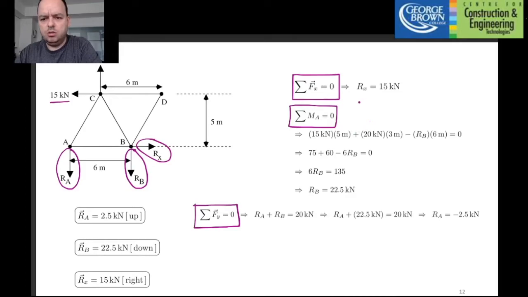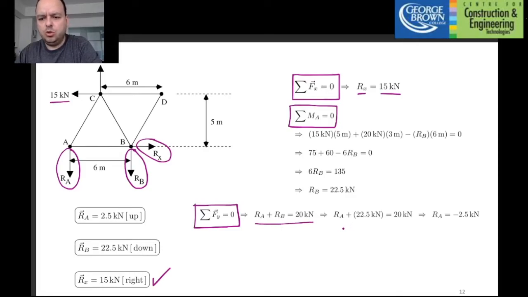In the x direction, there is only one force acting to the right and only one force acting to the left. So I think it's very quick to say that the reaction force in the x direction is 15 kilonewtons. So let's check off that answer there. And we can go to the y direction, for example, and say that, well, the 20 kilonewton force is acting in the upward direction, and assuming that RA and RB are acting in the downward direction, we get RA plus RB is 20 kilonewtons. We'll come back to that later.